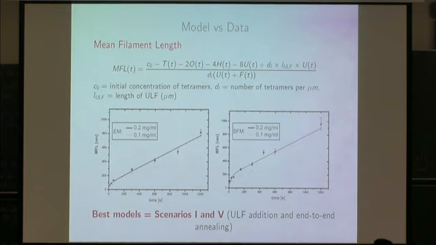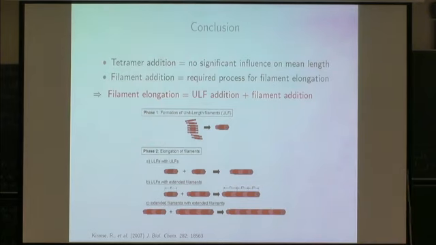So now, when we are really comparing everything to the data, we find the best scenarios. The best scenarios are when we have the ULF and the end-to-end filament annealing. And what is very important is that to elongate any filament, we require this filament addition. If we do not have this filament addition, we cannot elongate the filament properly. And so this is what we were trying to propose in 2007.